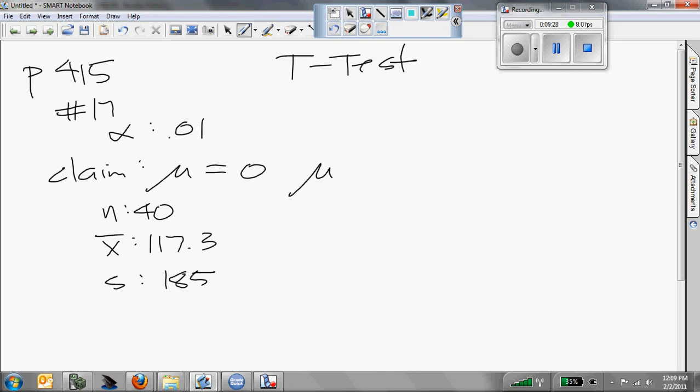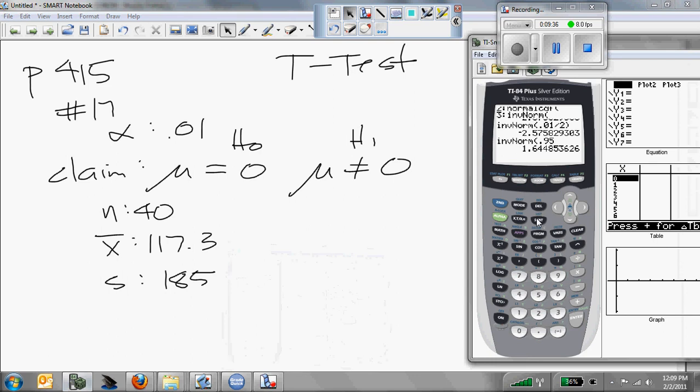The opposite of our original claim is mu does not equal 0. This is our null hypothesis. This is our alternative hypothesis. Pull out our calculator, stat, test. We want to go to t-test. And we're going to enter all the values given. The value of our null hypothesis for number 17 is 0. The sample mean is 117.3. Sample standard deviation is 185. Sample size is 40, and we want to highlight not equal to. Calculate.